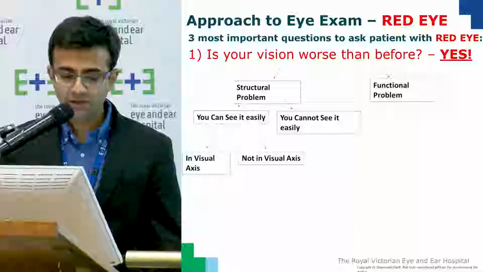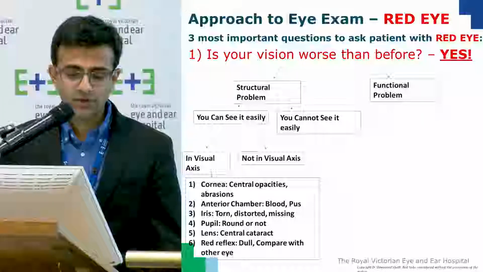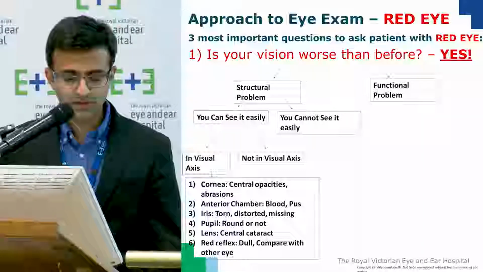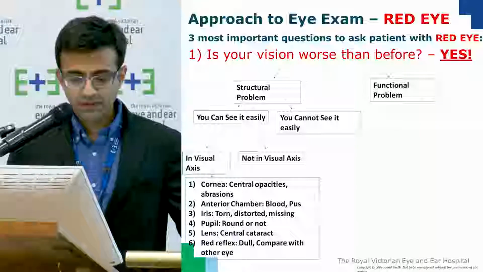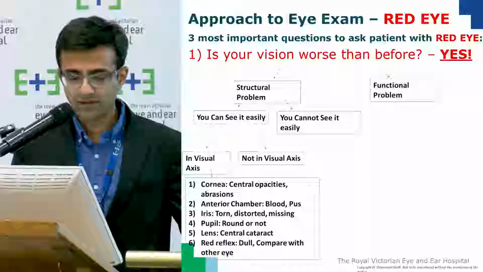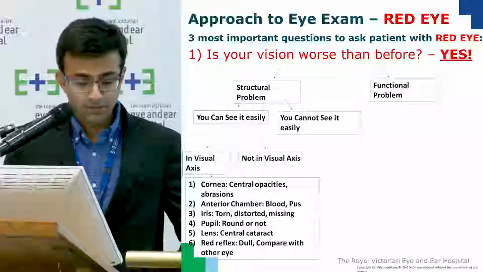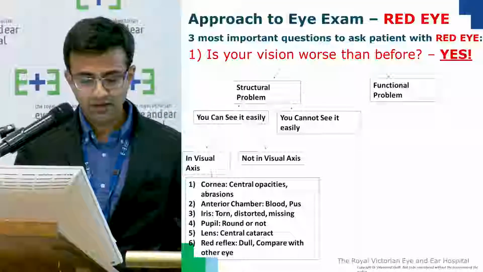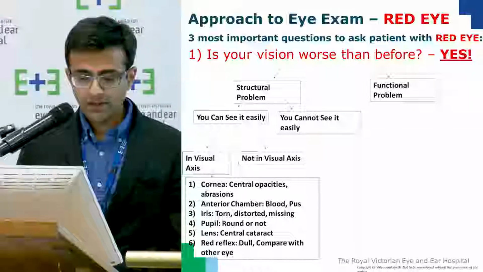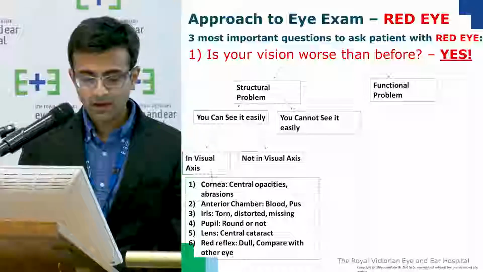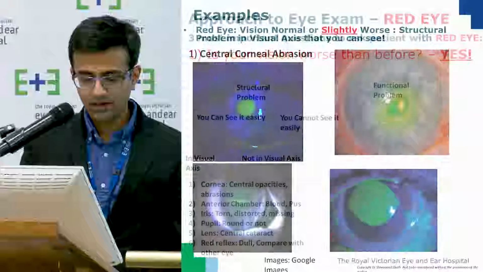If you had to make a list of things that could explain a red eye with poor vision from a structural problem that you can see easily in the visual axis, these are the common things we see. Going from the front to the back: in the cornea, it could be opacities within the visual axis or abrasions. In the anterior chamber, blood or pus. Iris problems could be torn, distorted, or missing after trauma. The pupil could be round or not. The lens: central cataracts, and you can compare the red reflex with the other eye. So these are the things within the visual axis, and I'll give you examples of each.